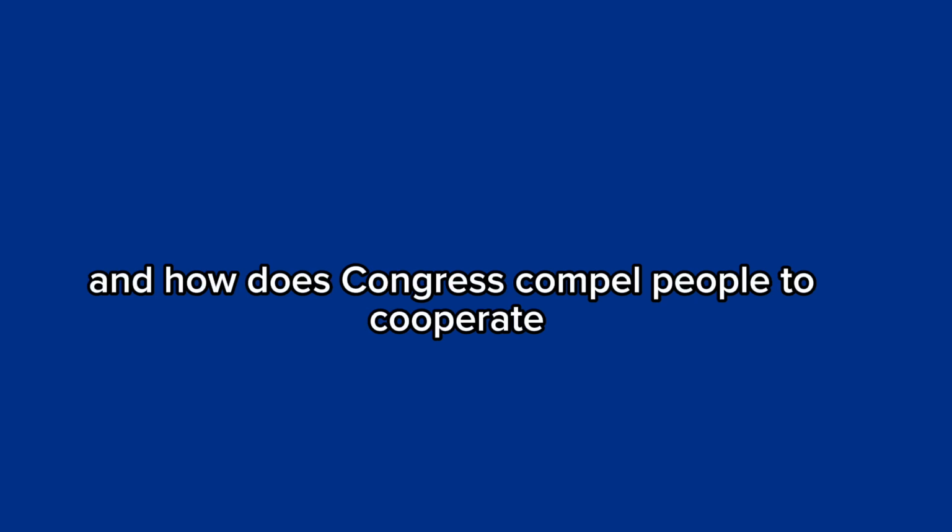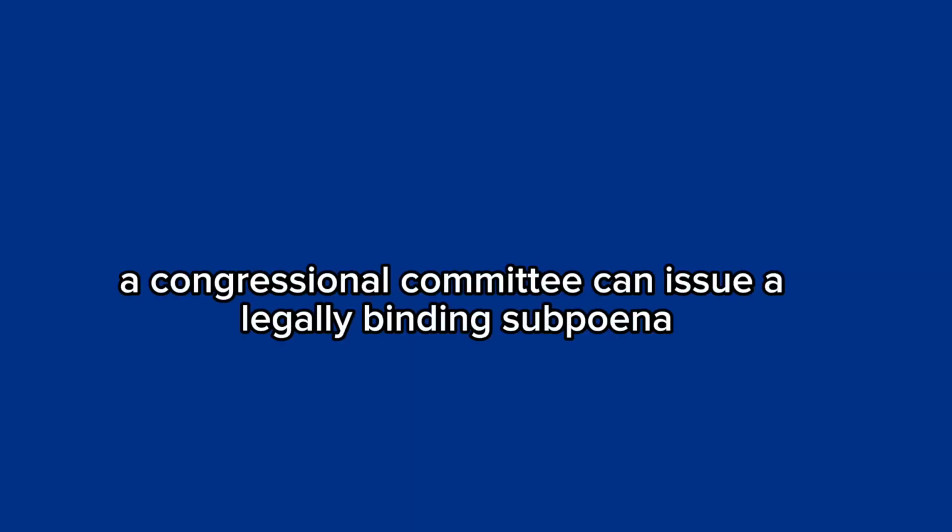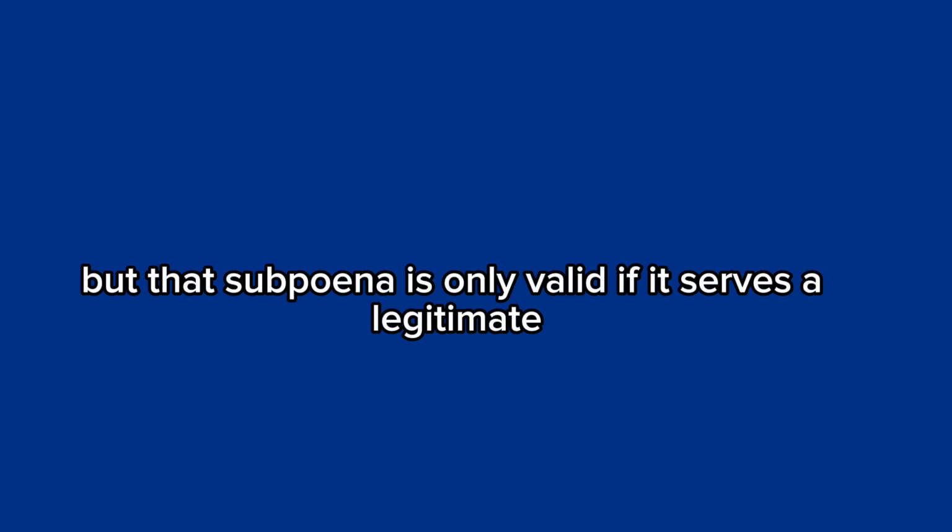And how does Congress compel people to cooperate, to testify, or turn over documents? Through the subpoena power. A congressional committee can issue a legally binding subpoena, but that subpoena is only valid if it serves a legitimate legislative purpose. We've seen a lot of court battles over this recently, especially with subpoenas directed at the president.